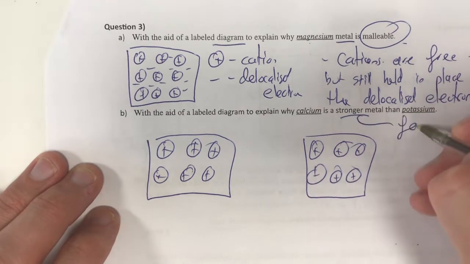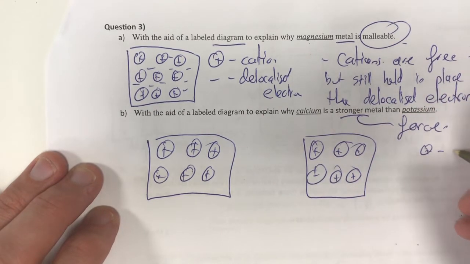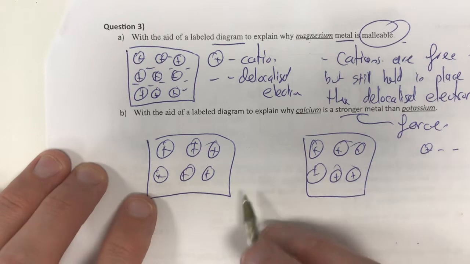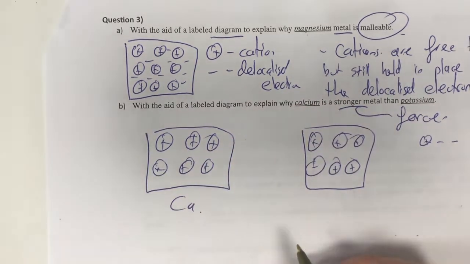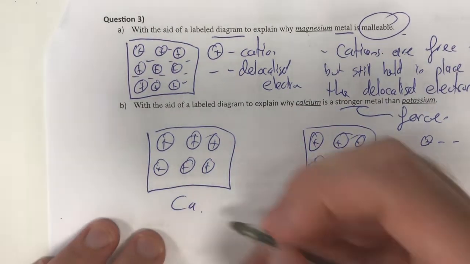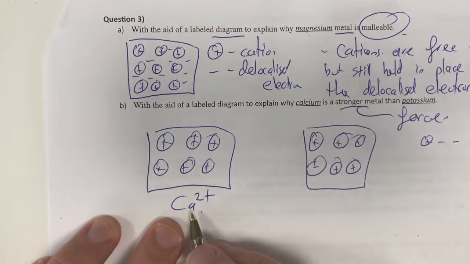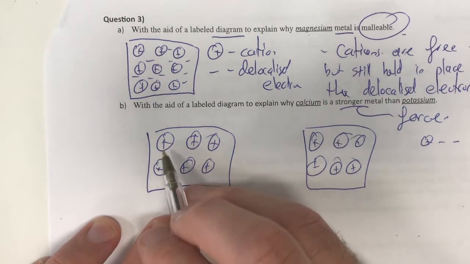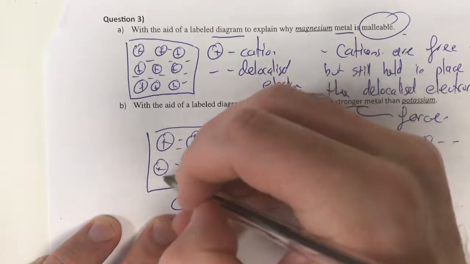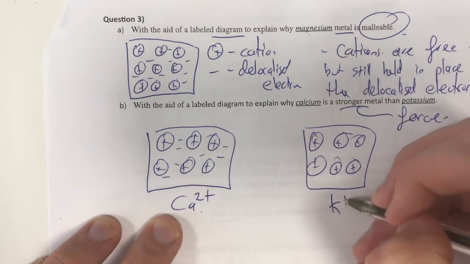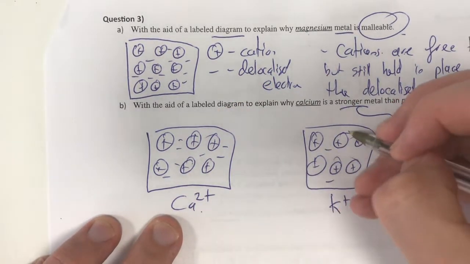Strength comes from a force. Where does this force come from? Between positive and negative. What is the positive force? If we've got calcium here, what should the charge on calcium be? The charge on calcium should be 2 positive. So each of these here should be 2 positive, whereas potassium is a 1 positive ion when it becomes stable.